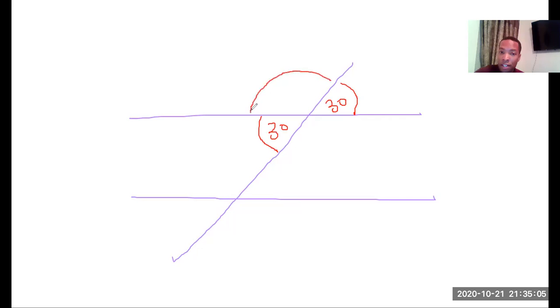I could tell that this angle right here, the one that I just drew, is 150 because 150 and 30 makes 180, and those two angles are supplementary to each other, which makes this one 150 as well because it's vertical to that one. If I'm going to use alternating angles, I know that that one is also 30 because this one right here is 30.